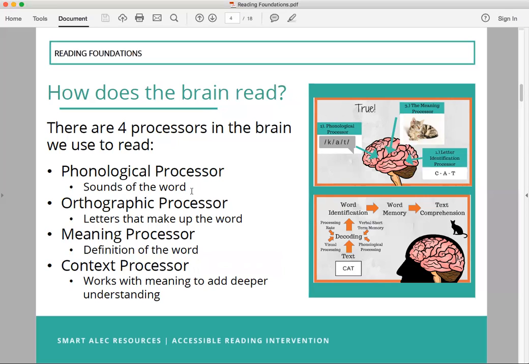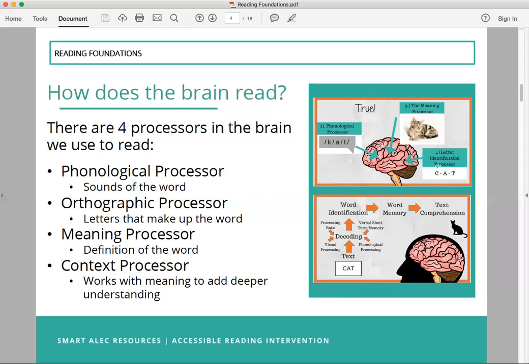So the phonological processor, if we think about that piece, it's, for example, the sounds we hear, k, ah, t. Those are all the individual sounds that we hear in the word cat. When we look at the orthographic processor, we're looking at the letters C, A, T, and they have this very specific picture that we see every single time, and those come together to make the word cat.